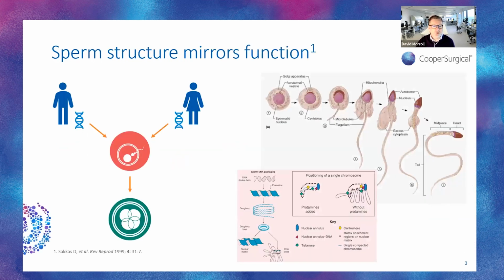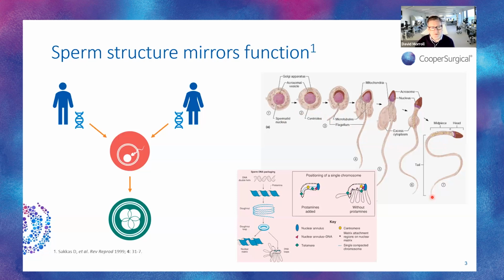The first thing to say, of course, is that the sperm structure mirrors its function. The purpose of sperm is to deliver the male genetic material to the oocyte and drive embryo development. It does that by making this unique structure during spermiogenesis, from round spermatids to the mature spermatozoan that we are used to dealing with, with the lack of cytoplasm and the active flagellum.